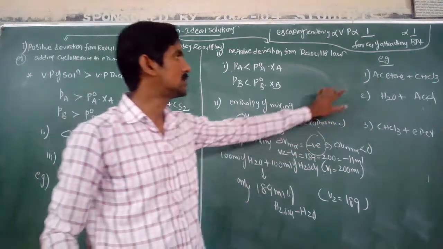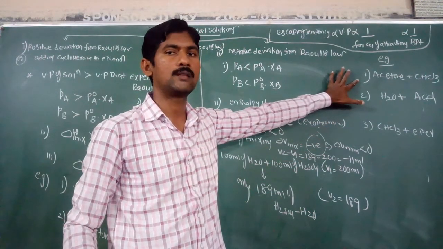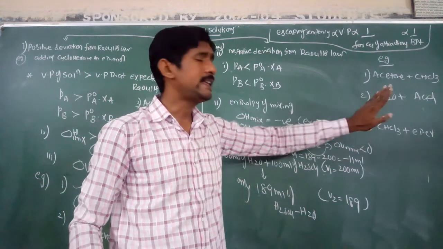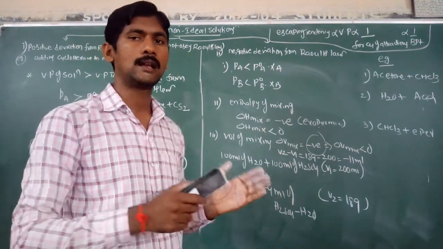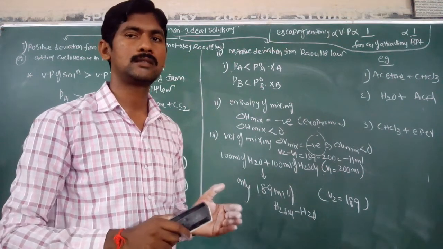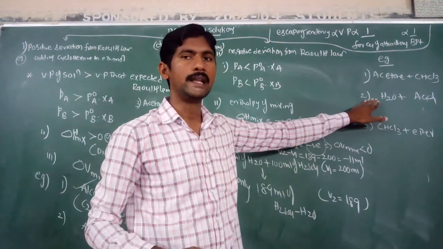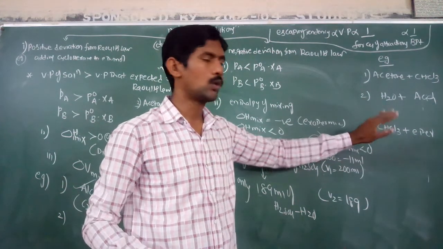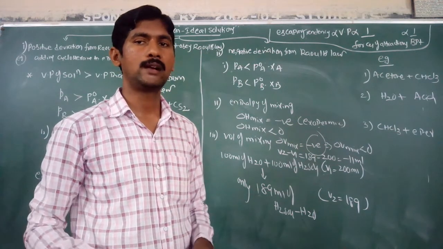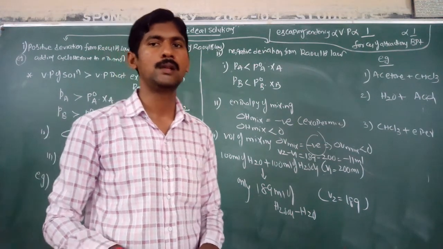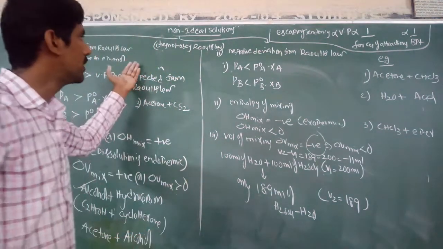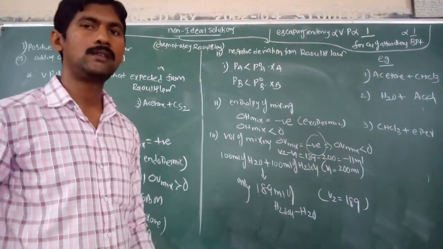The important examples are acetone plus chloroform, which can form a non-ideal solution showing negative deviation. Adding any acid to water, like sulfuric acid plus water, nitric acid plus water, is highly exothermic. These types of mixtures can also show negative deviation from Raoult's law. And adding chloroform to ether can also form hydrogen bonding, therefore they can show negative deviation from Raoult's law. So these are important characteristics of non-ideal solutions which can show positive deviation and negative deviation from Raoult's law.